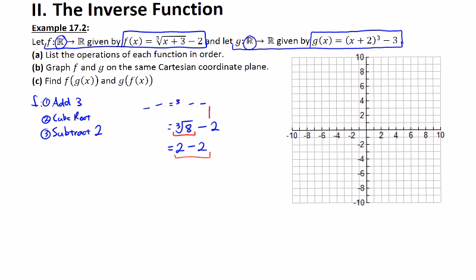Now with G, I'm not going to write it all out step by step like I did here with the equation. I'm just going to list it all out in English. So let's go ahead and start on that. G is going to have 3 steps. So looking over at the equation for G, we have x plus 2, which means I'm going to have to start with adding 2. My second step will have to be to cube that result. So I'm going to write cube here for step 2. And then for step 3, I have a subtraction of 3. And we'll write down subtract 3.